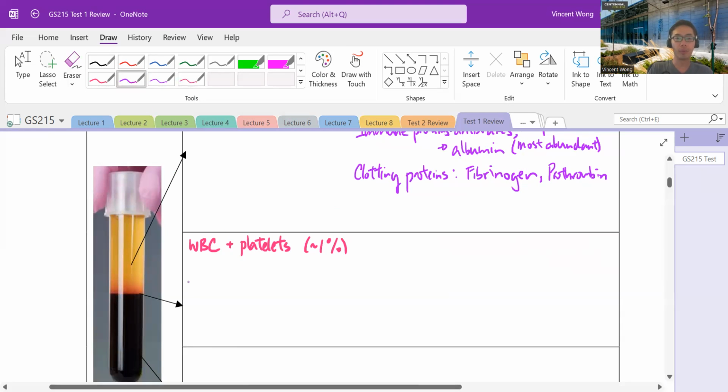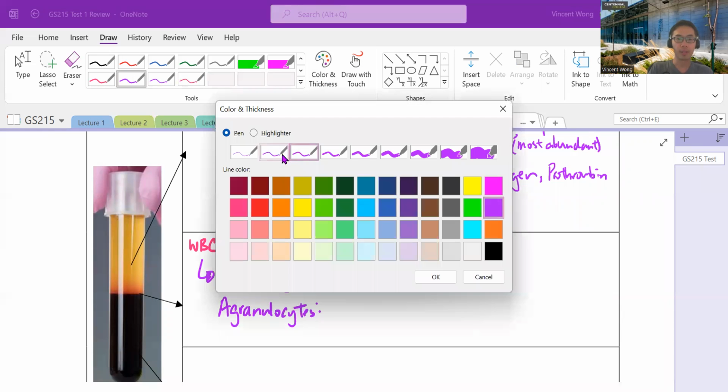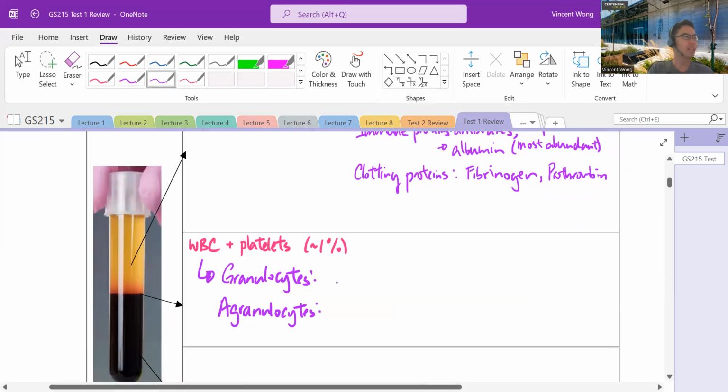And as you should know by now, there are two classifications for our white cells. We have granulocytes and we have agranulocytes. The marker is so thick, I gotta make it thinner to fit. Examples of granulocytes, anyone? Just give me a bunch.